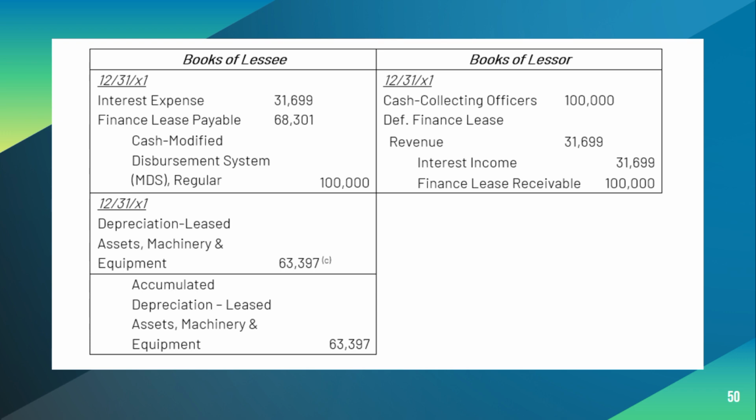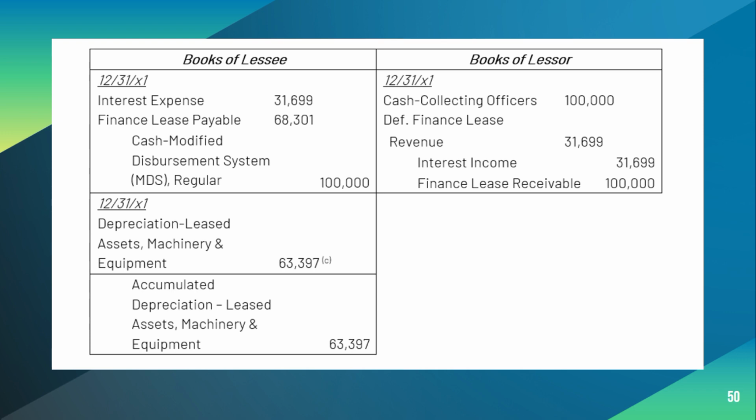At the end of the first period, the lessee will debit interest expense 31,699 and finance lease payable 68,301, and will credit cash amounting to 100K for the payment. From the point of view of the lessor, the entry would be debit to cash amounting to 100,000 and deferred finance lease revenue 31,699, credit to interest income 31,699, and finance lease receivable 100,000.